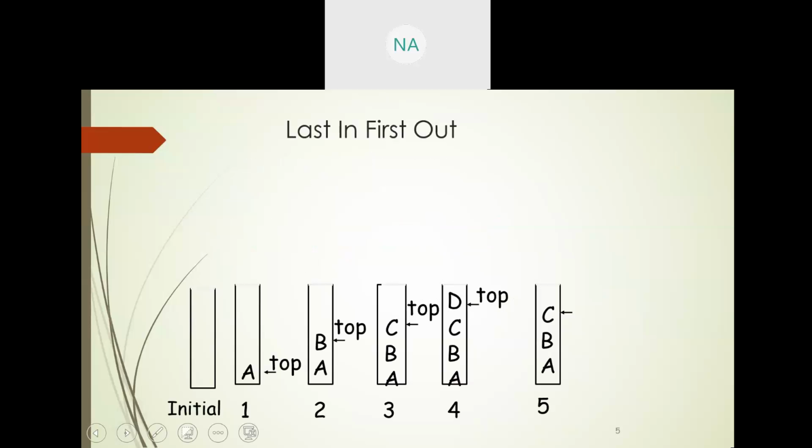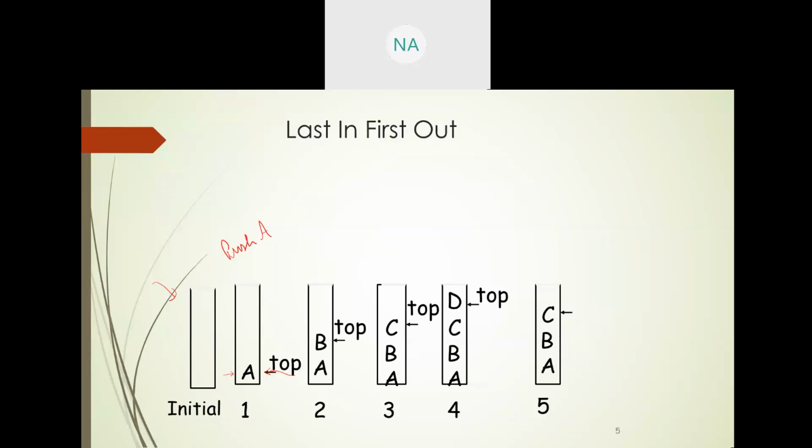Example. Initially your stack is empty. There is no element. Then you push an element A. Right, so this is the position of the stack. You have one element A in the stack, and the top is a pointer which always points to the location where the last inserted item is stored. Here the last inserted item is A, which is on the top of the stack. So this top pointer or top variable stores the address of the last inserted element A.